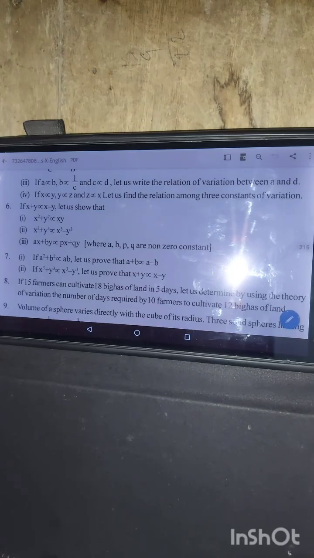I was teaching you the chapter Variation from the book Ganit Prakash of class 10 from West Bengal Board of Secondary Education.